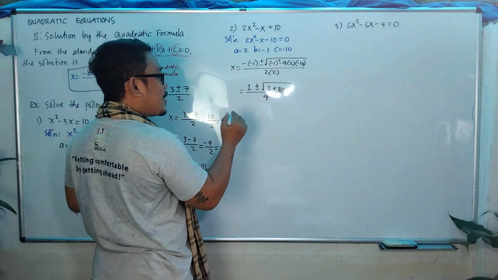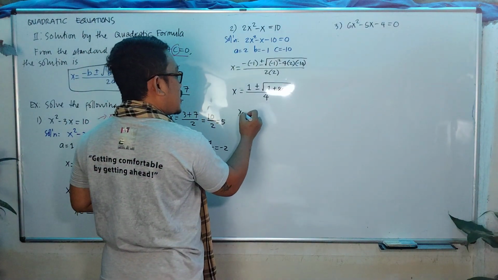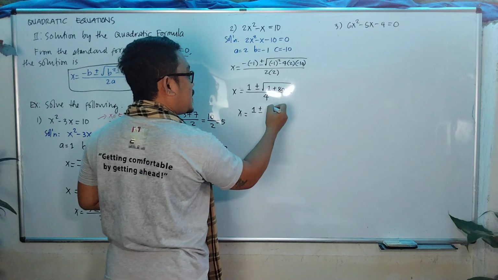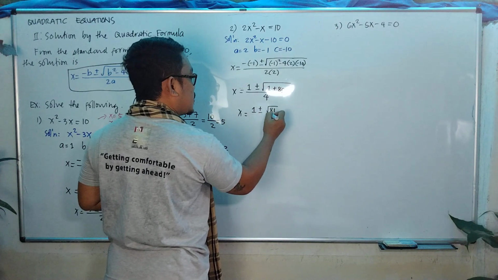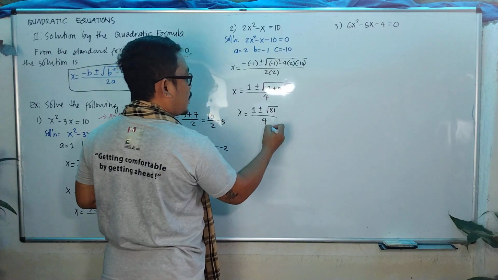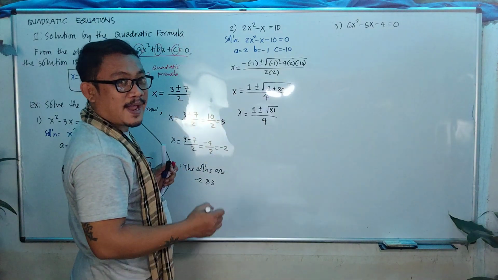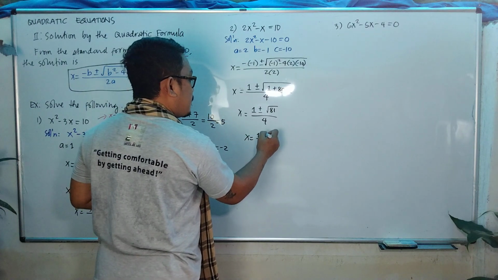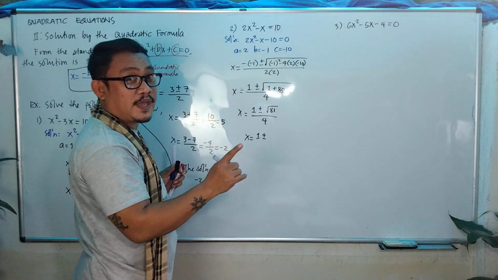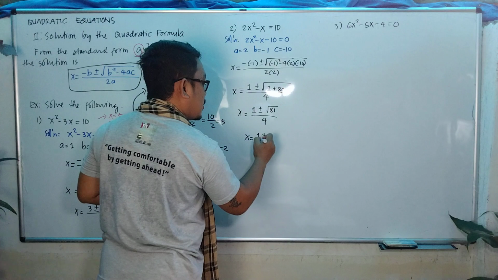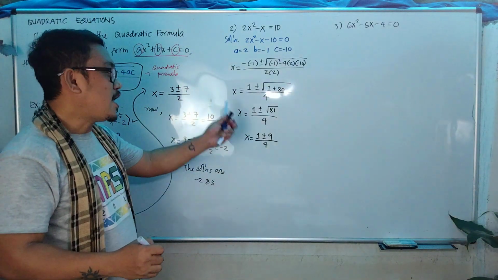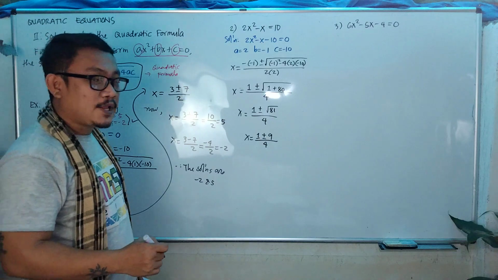Okay? So, let's continue. x is 1 plus minus the square root of 1 plus 80, which is square root of 81, over 4. Right? So, let's continue. x is equal to 1 plus minus, what is the square root of 81? You have 9 all over 4. Okay, now let's solve for the values of x.